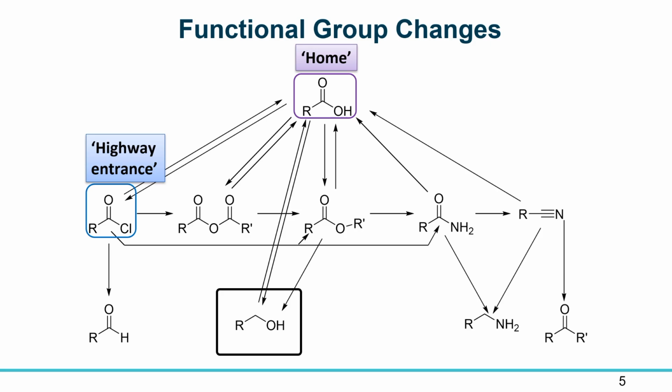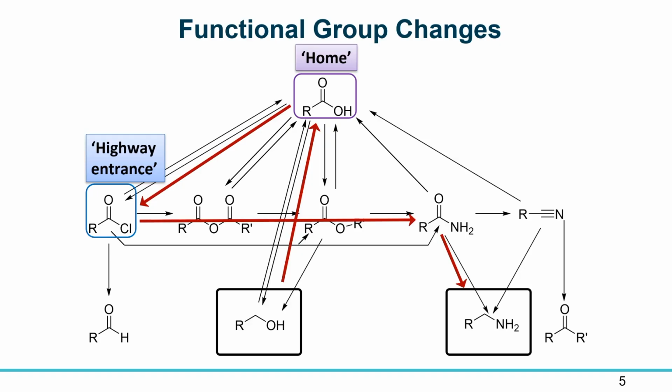One strategy would be to oxidize the primary alcohol to a carboxylic acid. In other words, first go home. Next, convert to an acid chloride, the highway entrance, which allows access to an amide by aminolysis. The resulting amide can then be reduced to get to the final destination, the primary amine.